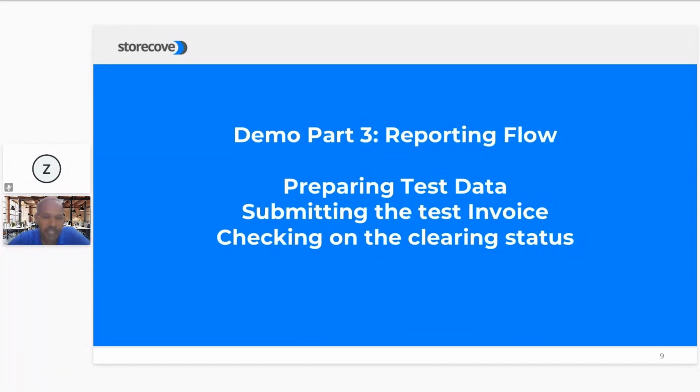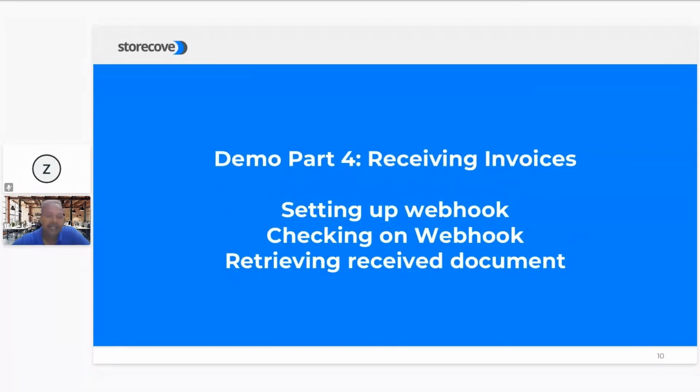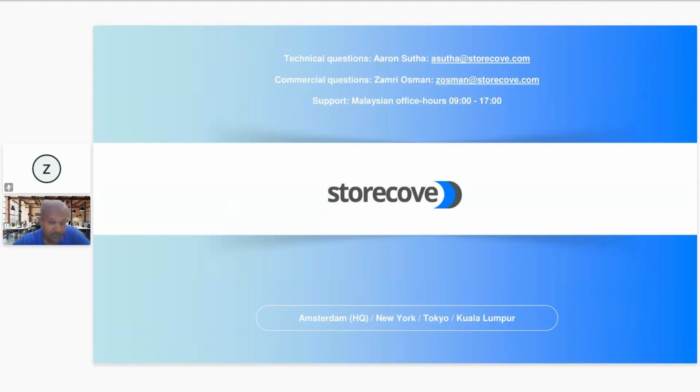So again, grab the test data we have published, submit the test invoice, and then check on the clearance status. You should get everything you need from there. And then finally, receiving an invoice. Again, don't forget to set up a webhook. You must set up a different webhook for sending and receiving. Then ensure you have a way of checking the webhook. If you are polling, then finally just retrieve the received document.